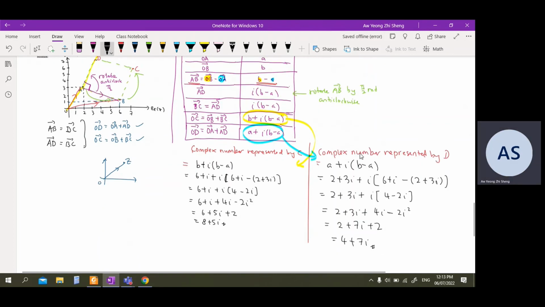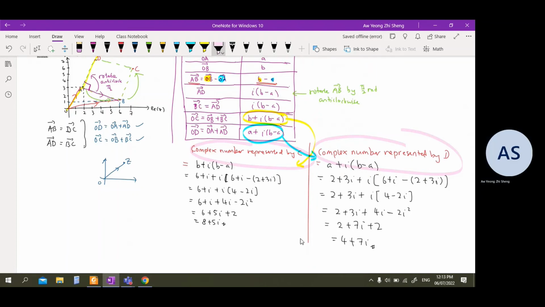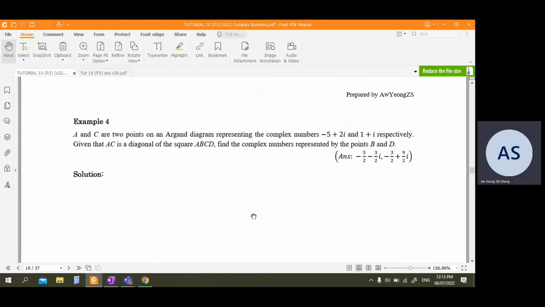Okay, now I will move to example 4 on page 19. Oh yeah, one more thing. For your answers in example 3, make sure that the phrase complex number represented by C and also the phrase complex number represented by D is stated. Okay. Now we'll move to example 4 on page 19.